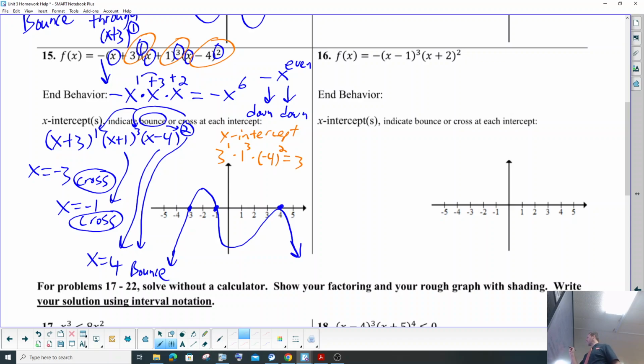Ooh, so -4 times -4 is 16. 3 times 16 is 48. Uh-oh. Oh, wait. There was a negative in the front. I forgot the negative in the front. So we do have a negative in the front. We'll make that purple. There's a negative in the front. And that's going to change it to -48. Way-o. And so that's our y-intercept at -48.